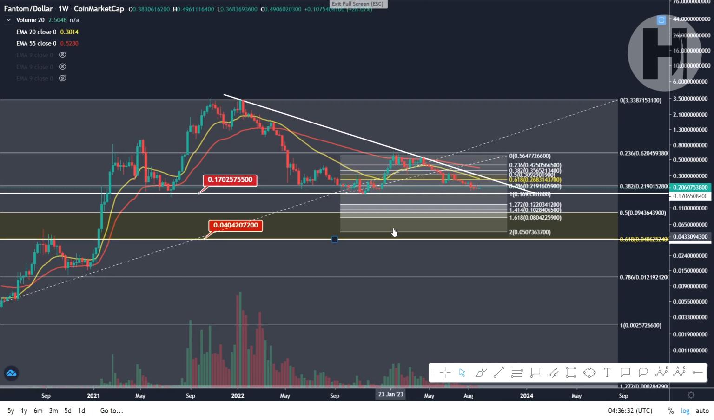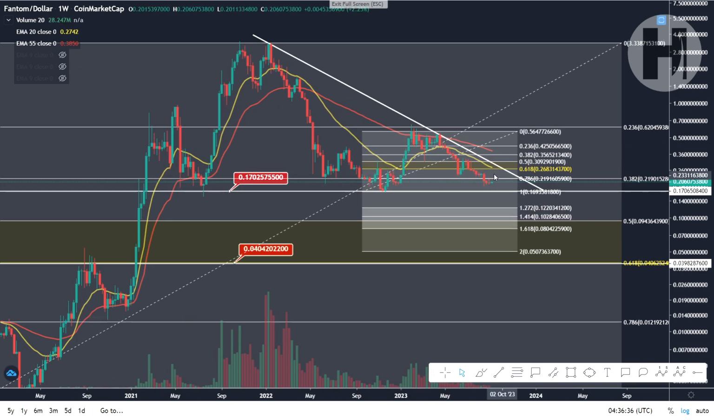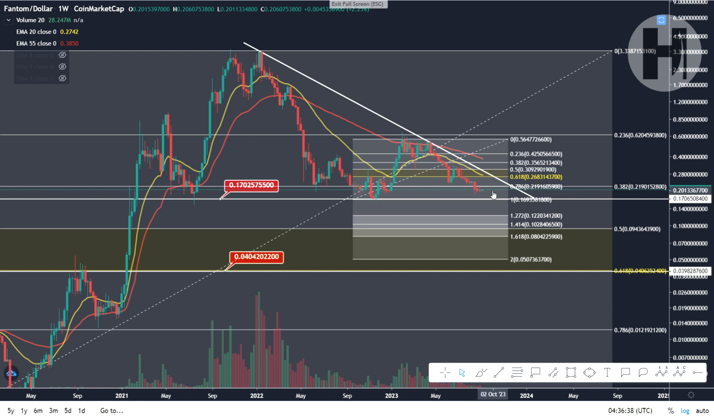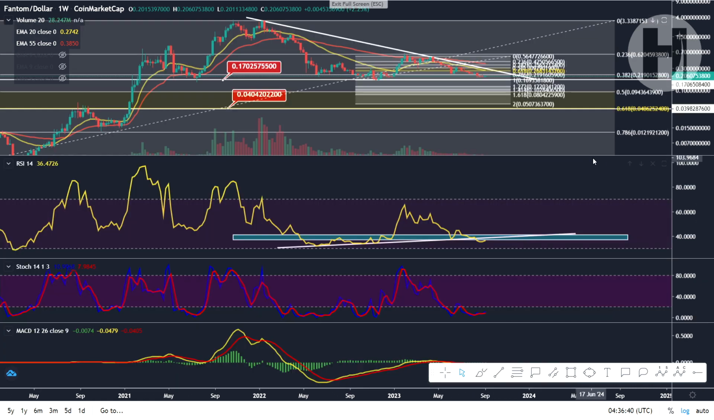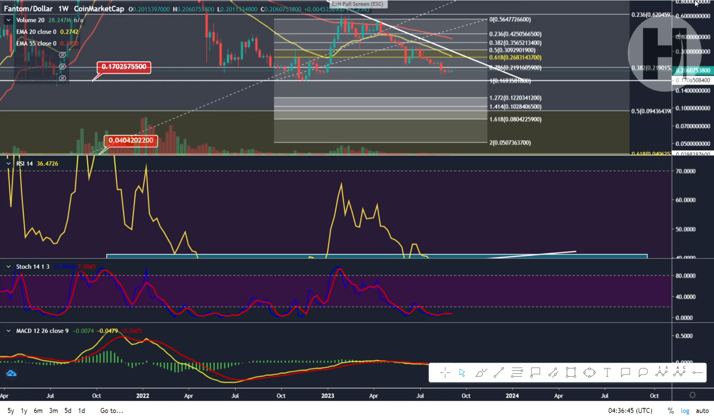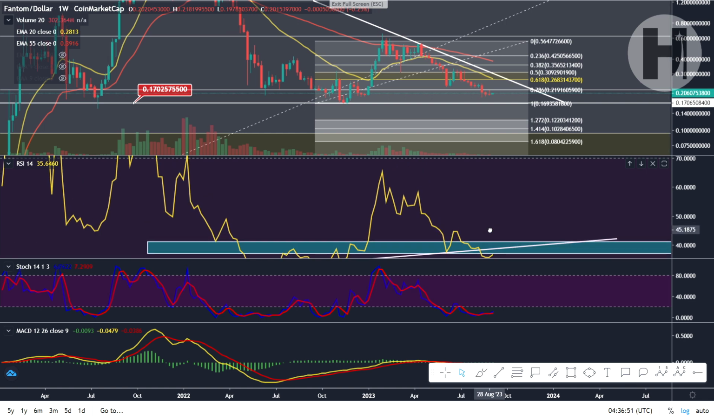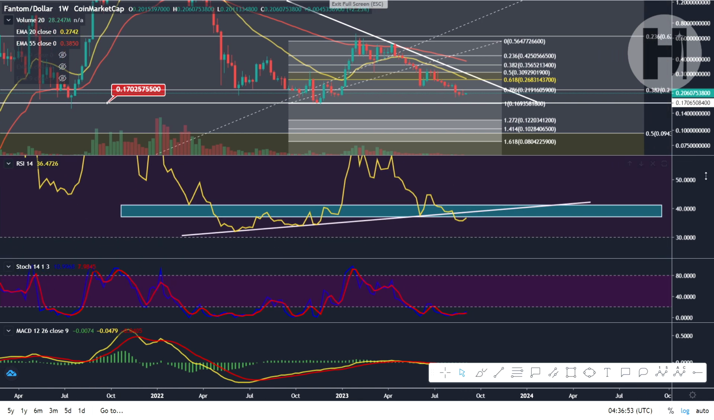A descending triangle is a bearish pattern, and I'm hoping we're just going to break out of this thing, and we're close to the apex. We're going to have a nice move to the upside. Let's see if we have any bullish divergences. Actually, this is going to be pretty important to look at. So as of right now, no bullish divergences and no bearish divergences for that matter.